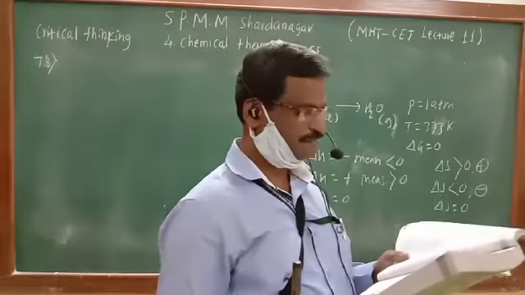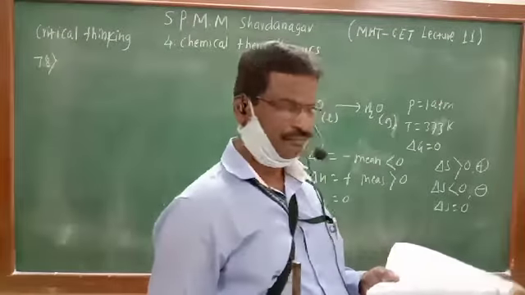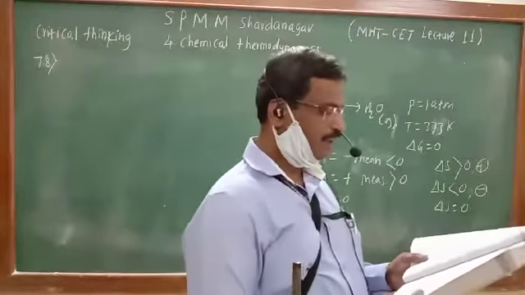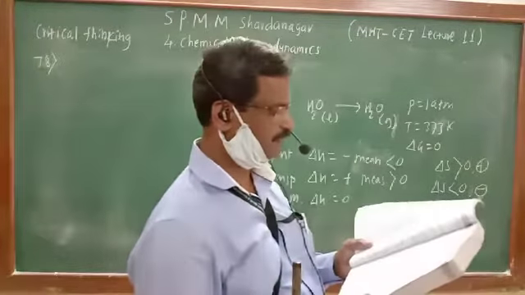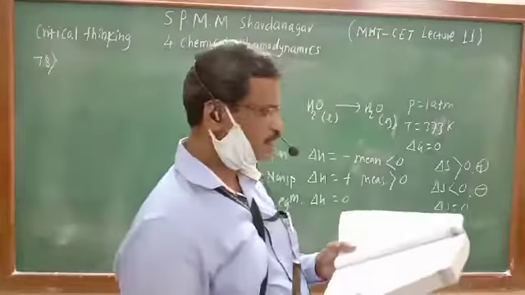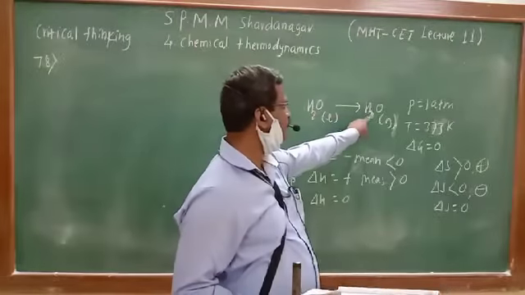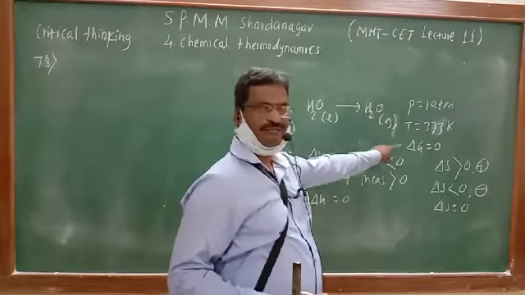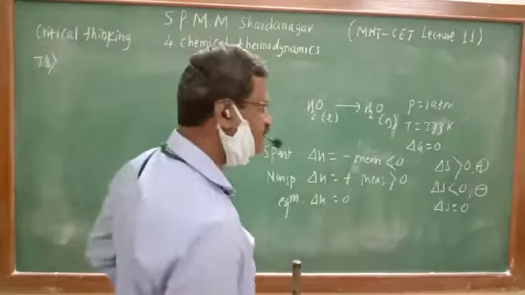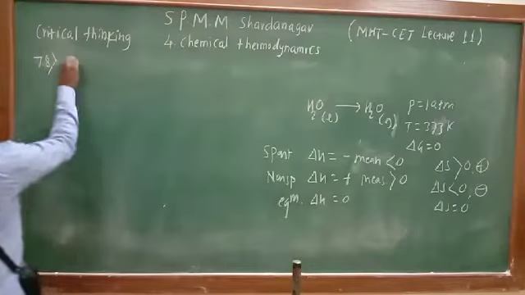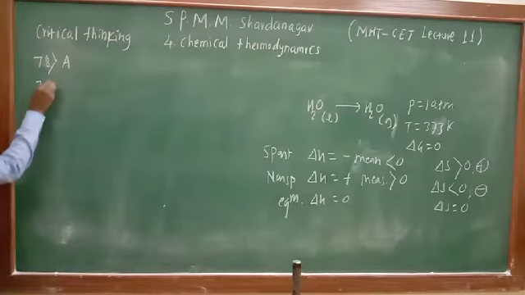Now see the options. Option A, H2O liquid is in equilibrium with H2O gas. That is correct. Option A is correct. H2O liquid is in equilibrium with H2O gas because under these conditions the change in Gibbs free energy is 0. So option A is correct.